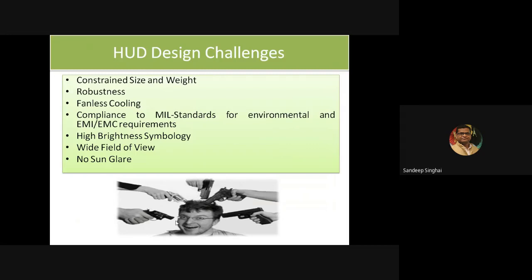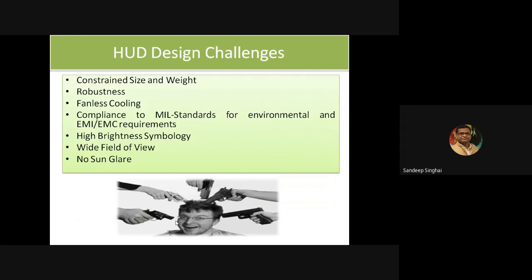Then your device should be robust. I will show you a video of the maiden test flight of our air HUD, which was unfortunate in that the AJT crashed, but the head-up display was working fine up to the last moment. I can't show you that video, but that is worth it. Then we have the fanless cooling design. We don't have any fans. The entire body fins act as a heat sink.